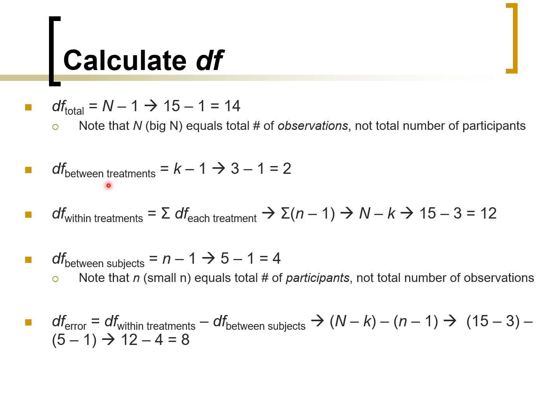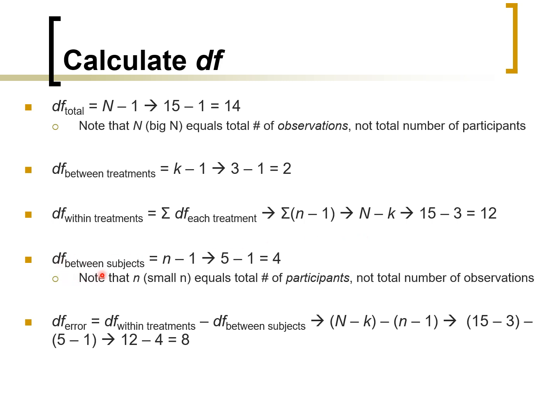Degrees of freedom between treatments is pretty much number of treatments or times minus 1. And then our degrees of freedom within becomes n minus 1. And there's a sigma, so we've got to have n minus 1 for time 1, n minus 1 for time 2, n minus 1 for time 3. Another way to think about that is just big N minus k, whichever one makes more sense to you. So big N minus the number of treatment times.